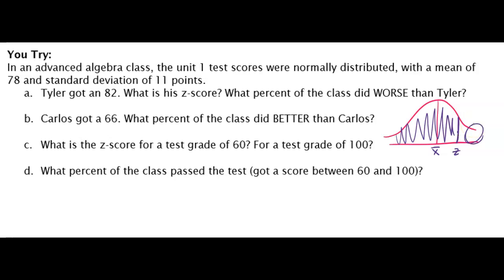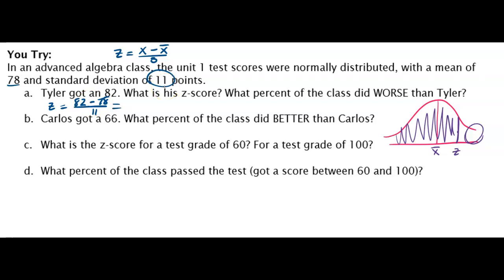All right, so let's talk about question A. Tyler got an 82. Two questions: what is his z-score, and then what percent of the class did worse? First let's figure out the z-score. Remember that the z-score is a formula, and this formula will be given to you. It's not something you have to have memorized. You take the value that you're given minus the mean and divide it by the standard deviation. So the z-score for Tyler's score would be 82 minus the mean, which is 78, divided by the standard deviation, which is 11. The problem gives you that information.